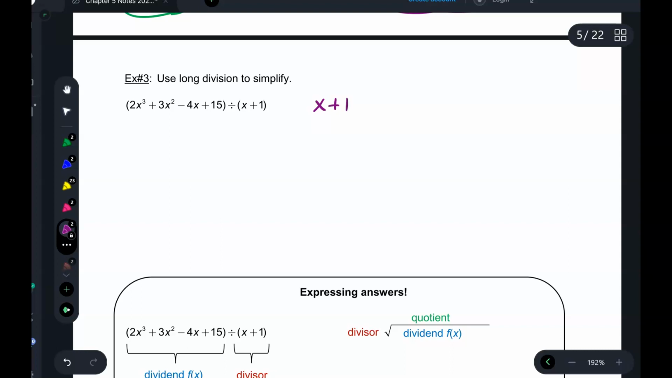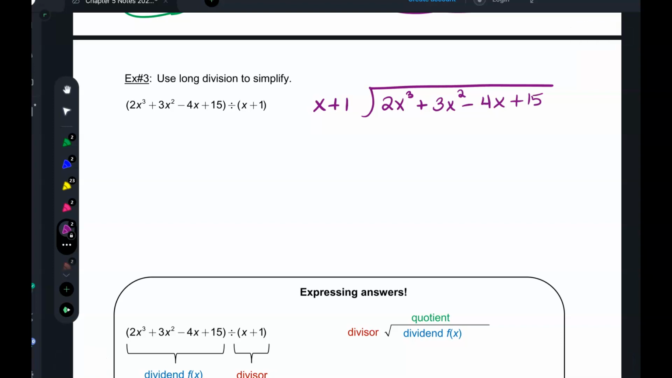X plus 1 into 2x cubed plus 3x squared. This one's a little bit bigger of a polynomial and it has a coefficient, but that's okay. We can handle coefficients. X goes into 2x cubed 2x squared. Good.